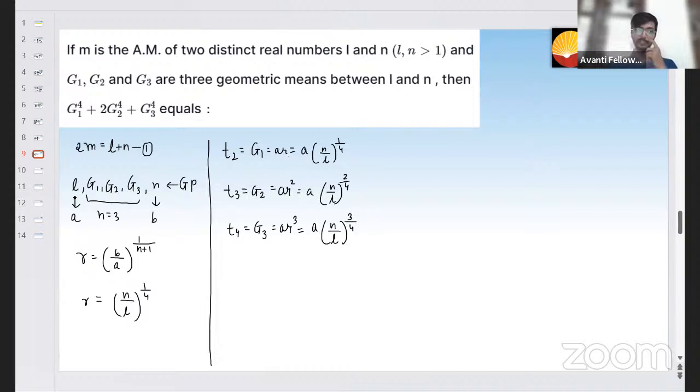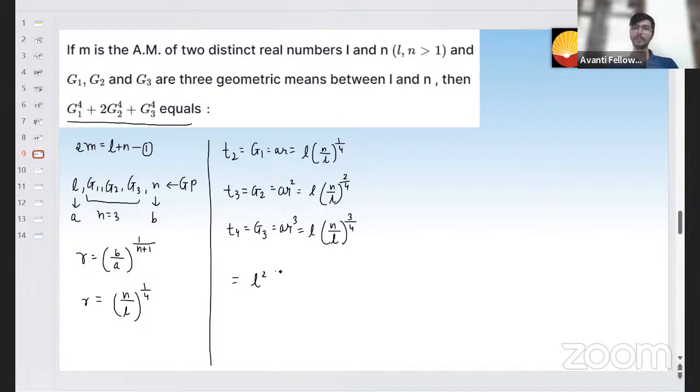Now first term is L. So we can substitute L here, right? No need to write A. We can put L here because first term is L. Now they want us to find this value, correct? So this value will be equal to G1 square.